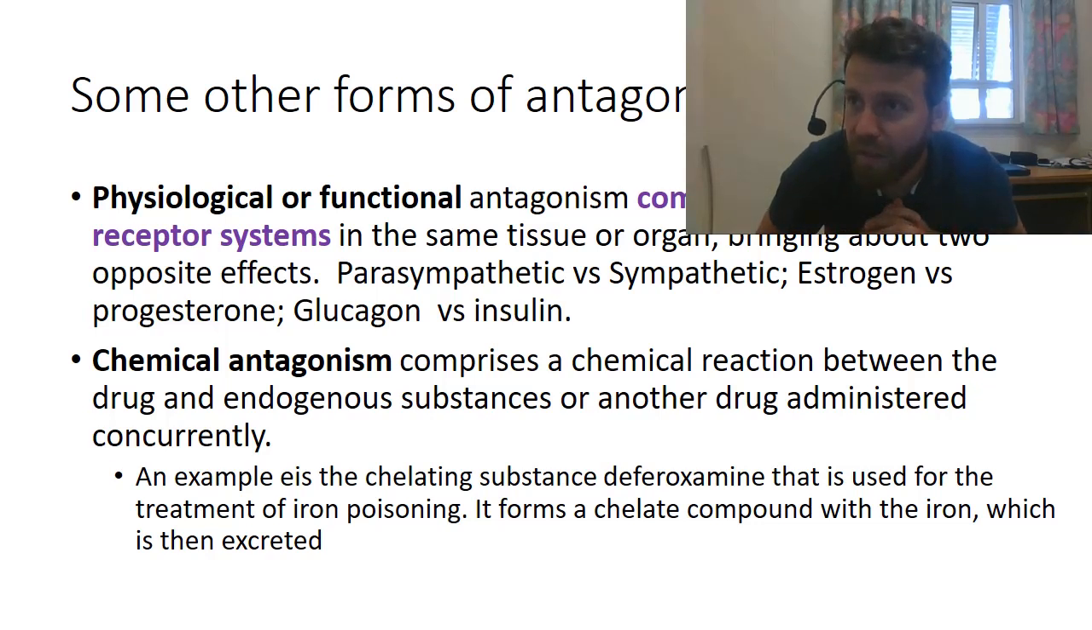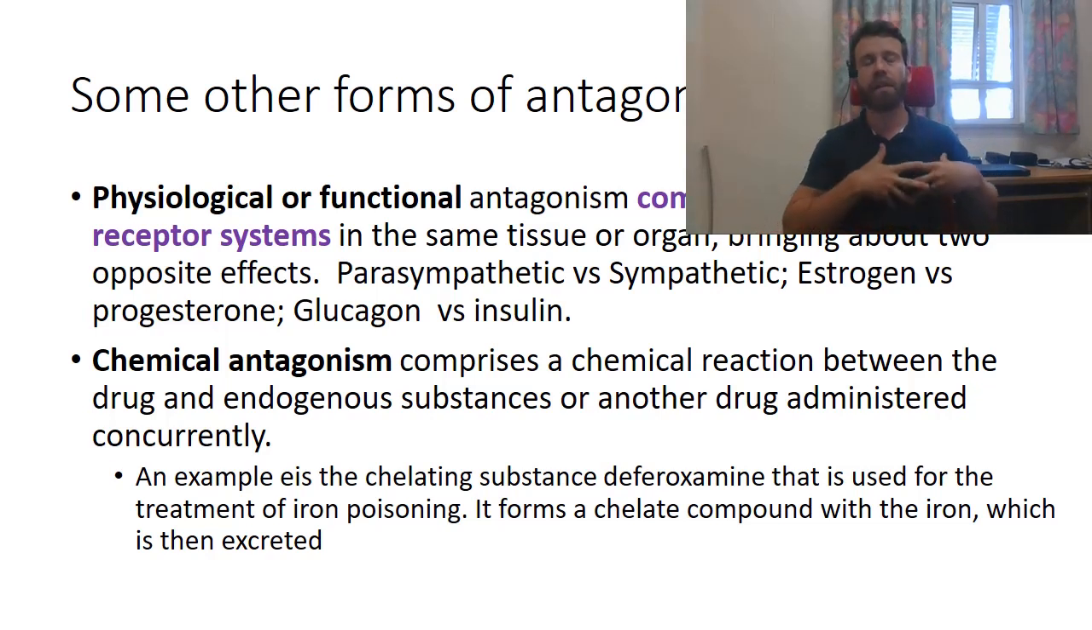What I want to mention here is physiological and functional antagonism. Just to quickly remember, antagonism comprises two different receptor systems in the same tissue or organ, of course. So let's use the heart as an example again. Your heart has nerves from both sides of the autonomic nervous system: the cholinergic or parasympathetic system, and the sympathetic system.